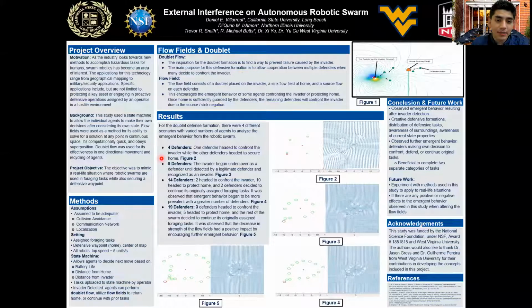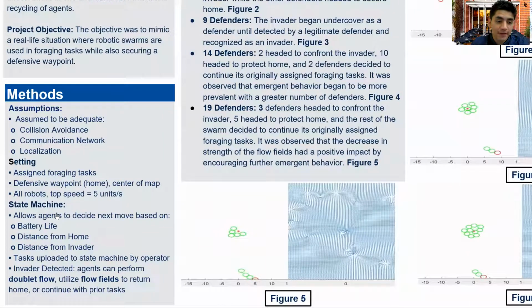So the aspects of the state machine are as follows. We can see that the factors that affect it are battery life, the distance from home, and the distance from the invader. These are values that are calculated by each individual agent after every loop in the simulation. Once the invader is detected, the agents can perform a doublet flow. They can utilize the flow fields to return home or continue with prior tasks.